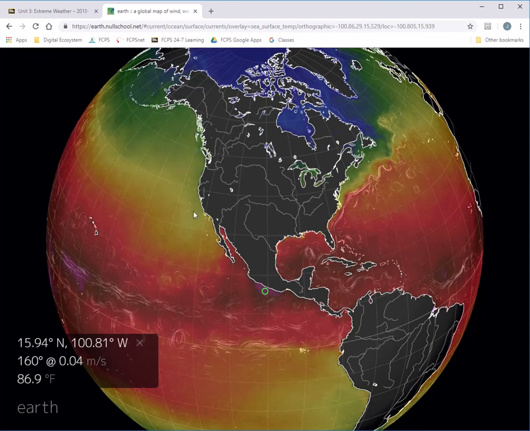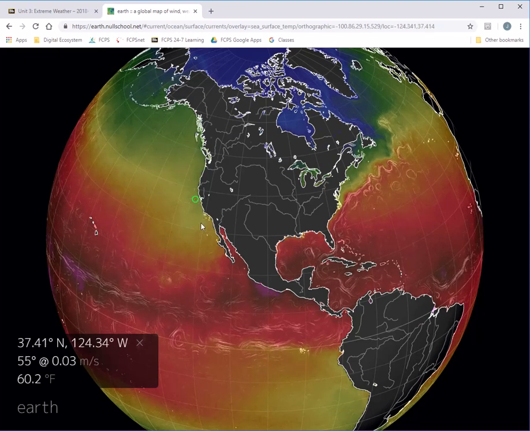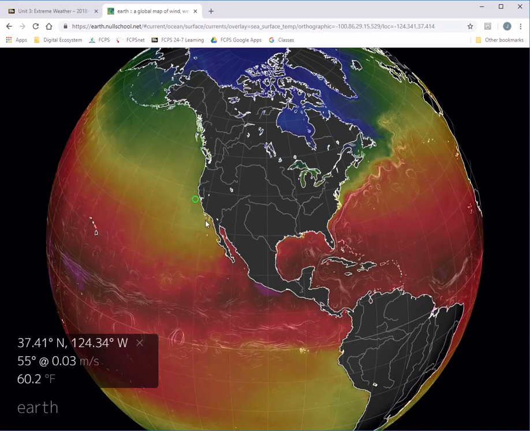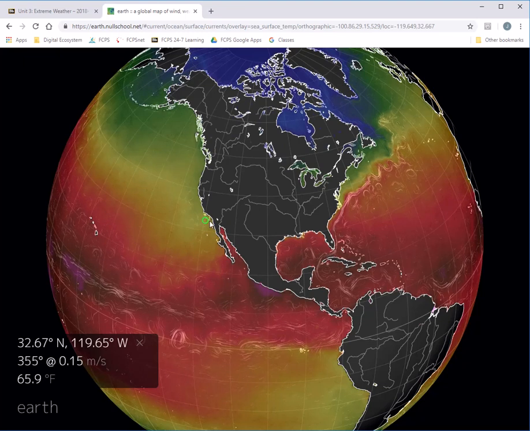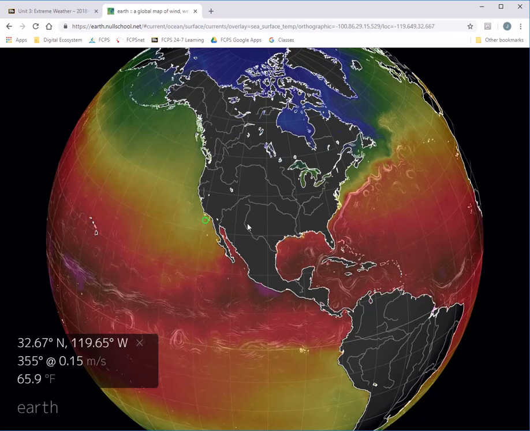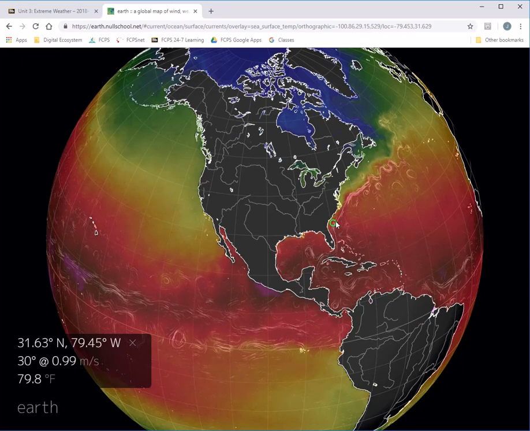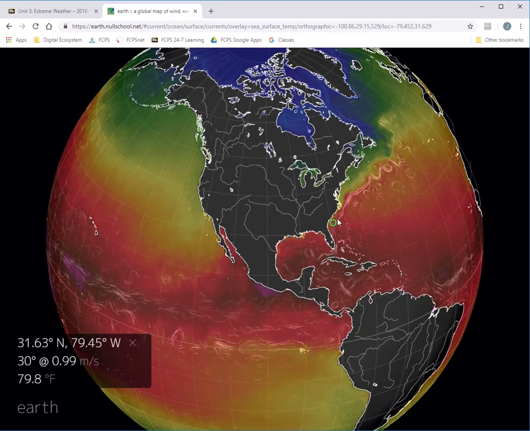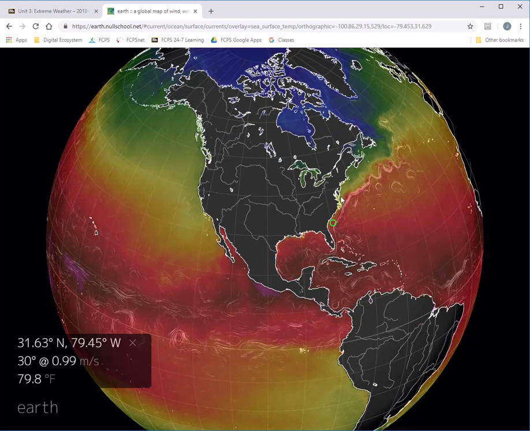But we can see off the coast of California, only 60 degrees. Right here off of LA. Here's LA. Only 65 degrees in sunny Southern California, which is why people have wetsuits there. And here you have the Gulf of Mexico, I'm sorry, the Gulf Stream off the coast of Georgia and South Carolina, 79, almost 80 degrees.